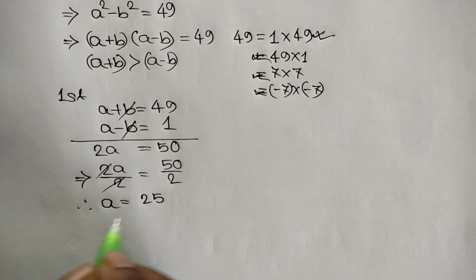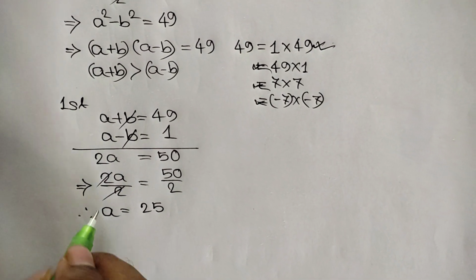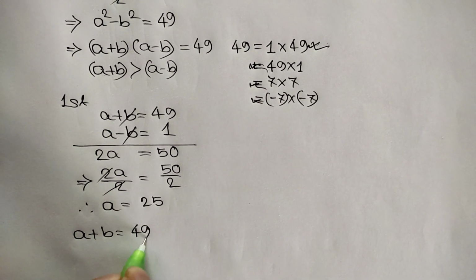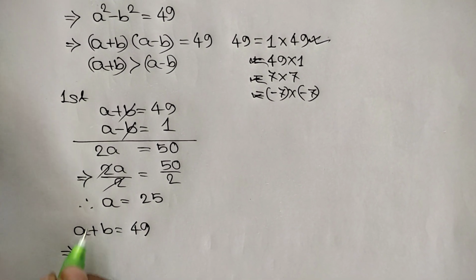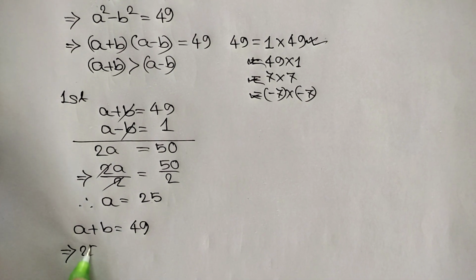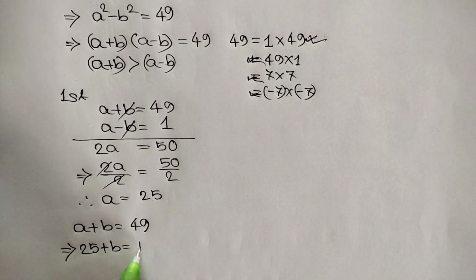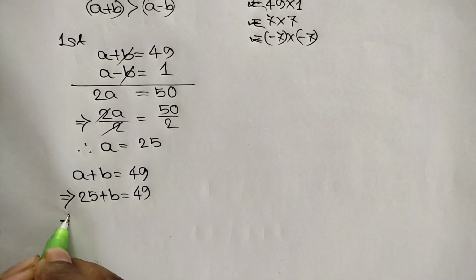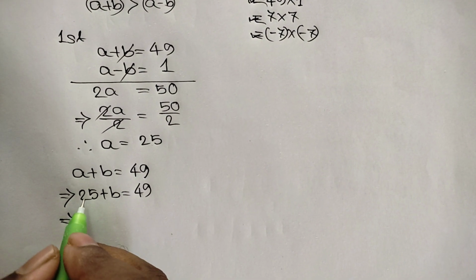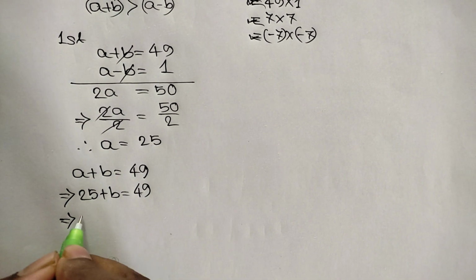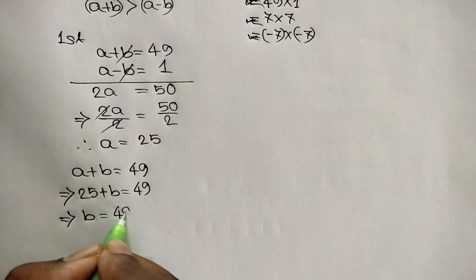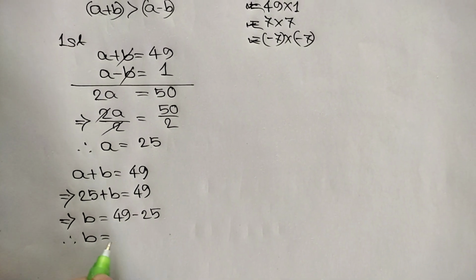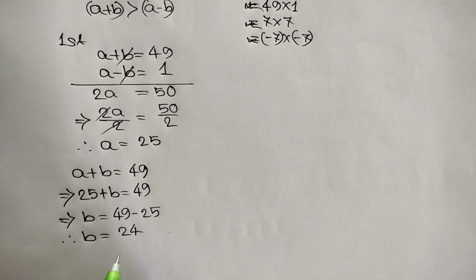When the value of a is 25, then a plus b is equal to 49. A is equal to 25, so we can write 25 plus b is equal to 49. Taking this 25 to the right side, we will get b is equal to 49 minus 25. So the value of b is equal to 24.